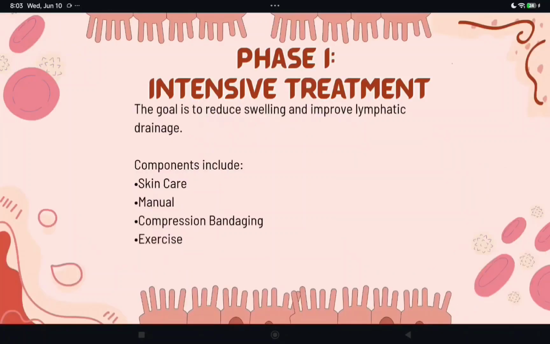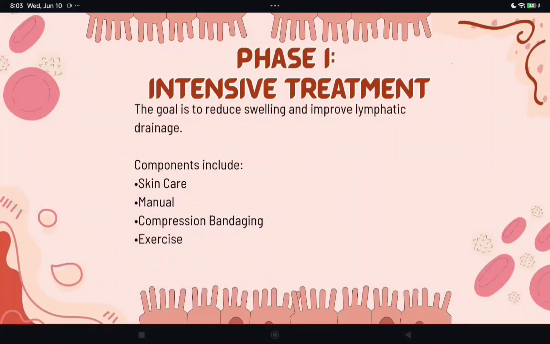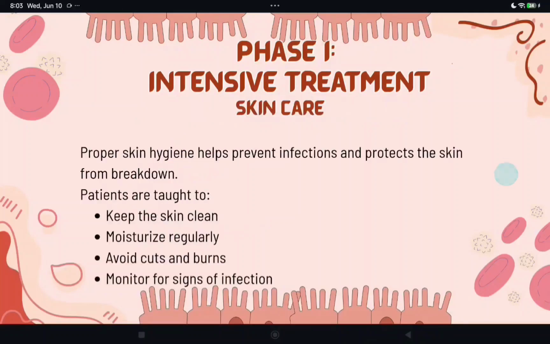Phase 1, intensive treatment. The goal is to reduce swelling and improve lymphatic drainage. Components include skincare, manual lymphatic drainage, compression bandaging, and exercise. Skincare. Proper skin hygiene helps prevent infection and protect the skin from breakdown. Patients are taught to keep the skin clean, moisturize regularly, avoid cuts and burns, and monitor for signs of infection.